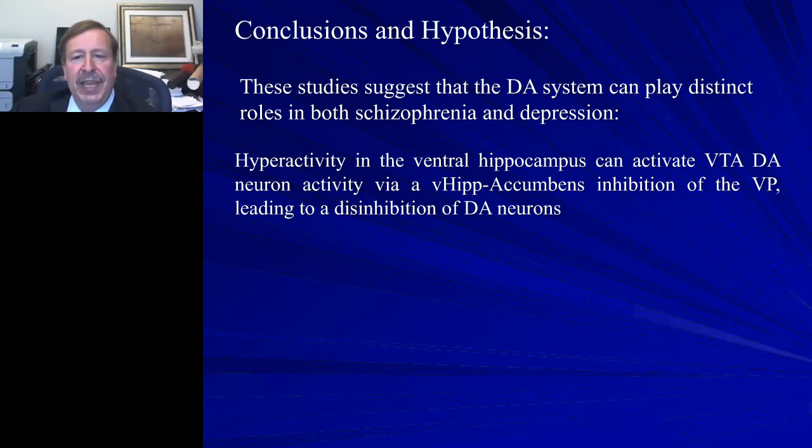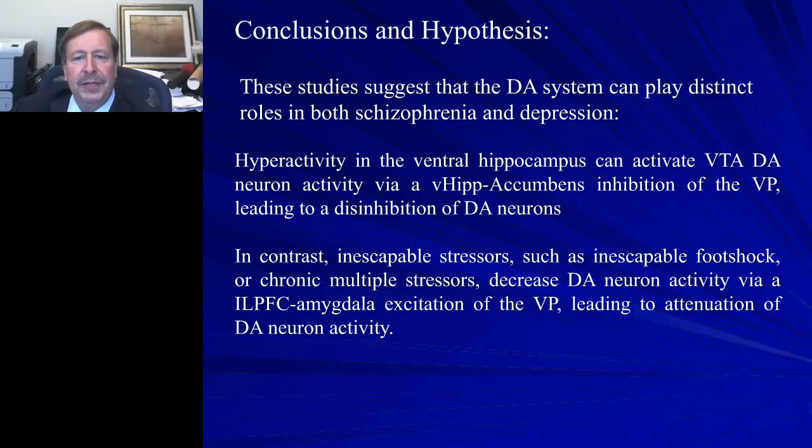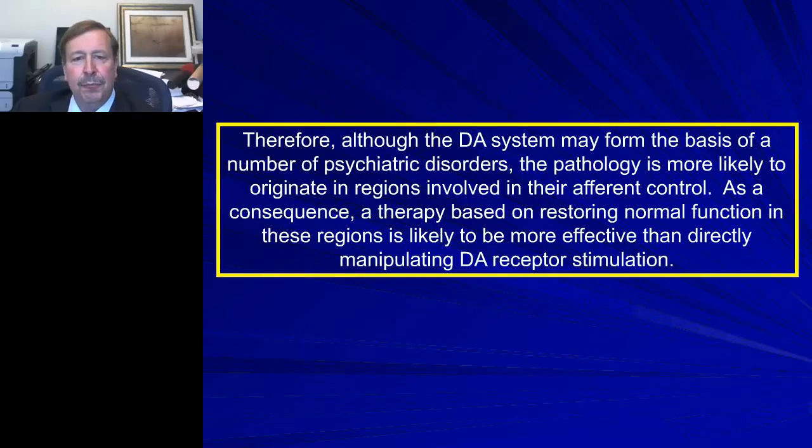Hyperactivity in the ventral hippocampus can activate ventral tegmental area dopaminergic neuron activity via the ventral pallidum: the ventral hippocampus accompanies inhibition of the ventral pallidum, leading to disinhibition and excitation of dopamine neurons. In contrast, inescapable stressors are going to decrease dopamine neuron activity via the infralimbic cortex and amygdala excitation of the ventral pallidum, inhibiting dopaminergic neuron activity.